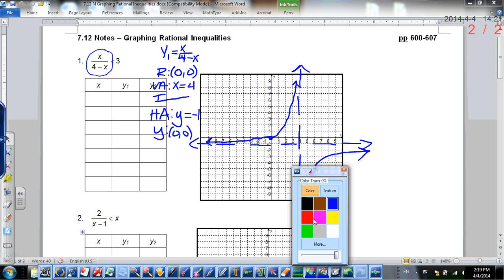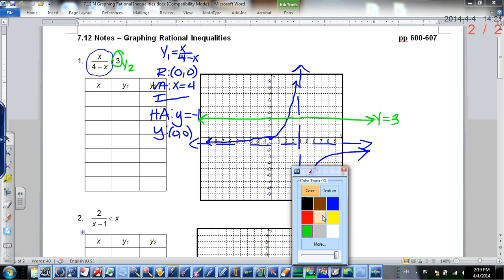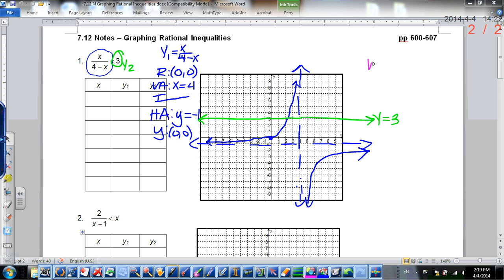Okay, let's draw in now y2. y2 is the line y equals 3. Would you agree with that? So that's a horizontal line at y equals 3. Everyone okay with that? All right, so here's what we're being asked. We're being asked, where is the rational curve less than 3, which means below the line y equals 3.